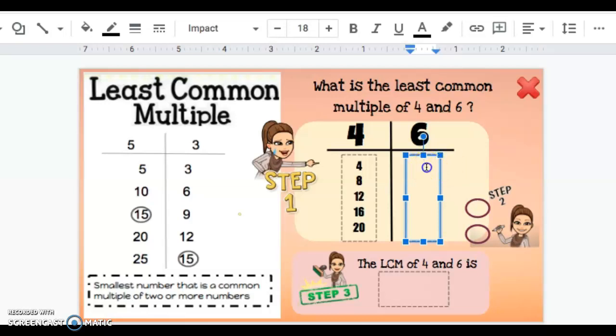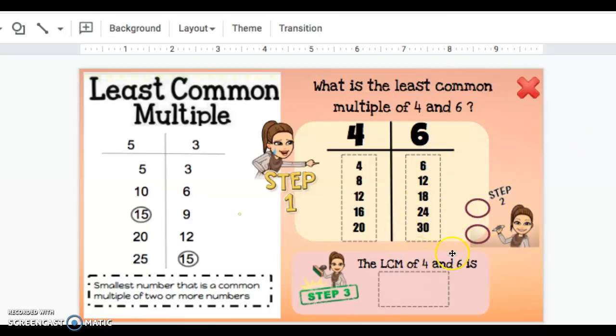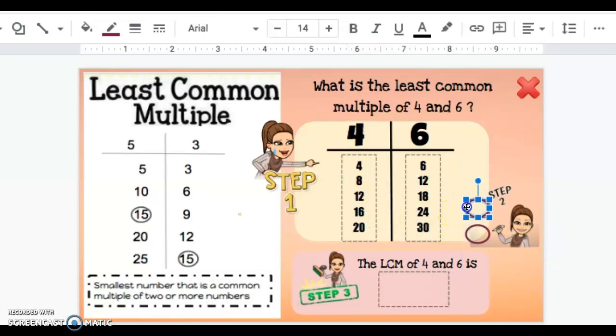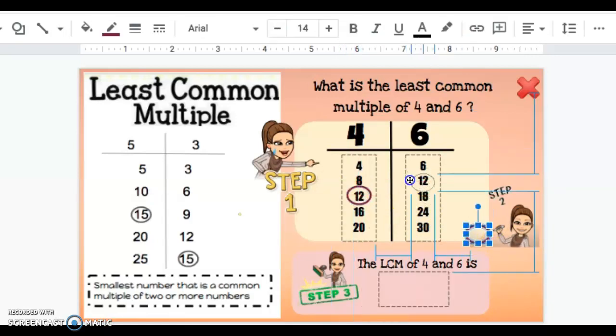But I start off with 6. 6 times 1, 6. 6 times 2, 12. 6 times 3, 18. 6 times 4, 24. And 6 times 5 is 30. Now I could have stopped. What number could I have stopped at? I'm going to circle the number I see in common. I see 12 here, and I see 12 here.